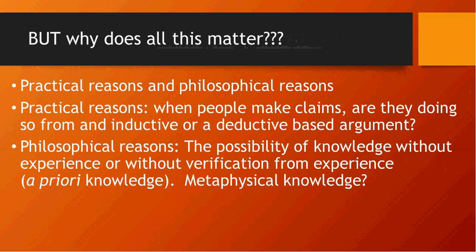Okay, the philosophical reasons are interesting as well. Philosophers have always asked about the possibility of knowledge without experience or without verification from experience. This is what they've called a priori knowledge. And deductive reasoning is a way of attaining that kind of knowledge. Mathematical knowledge, for example, would be knowledge that consists in this idea of necessity. As we've seen, triangles have by necessity a certain amount of sides. And so philosophers have always asked, is it possible to have this kind of knowledge outside of mathematics in philosophy?